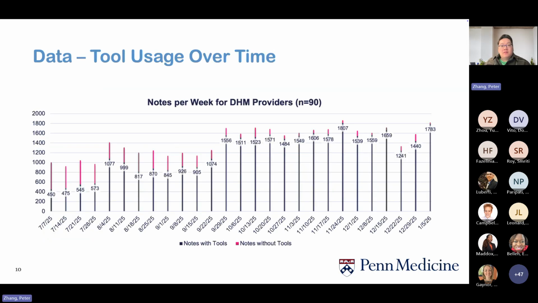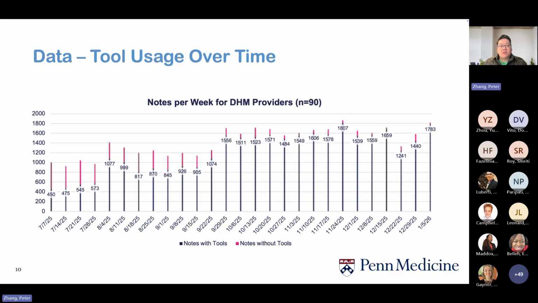Moving on to our data, this is a chart that shows the number of notes that used our tool since the rollout. The pink bar at the top is the number of notes without the tool, and the darker blue bar at the bottom is the notes with the tool that is labeled here. In the last month, we've averaged about 1,500 notes using our tools a week, and we've consistently met a compliance rate of 90% or higher.